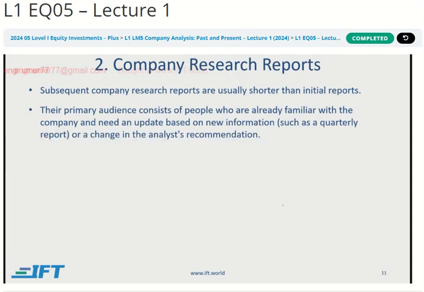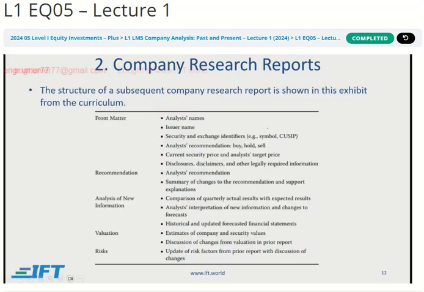Right. Now, the subsequent research reports will be much shorter than the initial one, because the people who are your users, your readers, are already familiar with the company, right? So they just need an update now on the new information. And this brings us to the second part of the exhibit in the curriculum, that now the front matter and recommendation is still the same, but we've removed that whole company information and industry information, and we are jumping directly into the analysis of the new information, right? So what new information has come to light and how does that impact your valuation and risk? That's it. So this is an update.